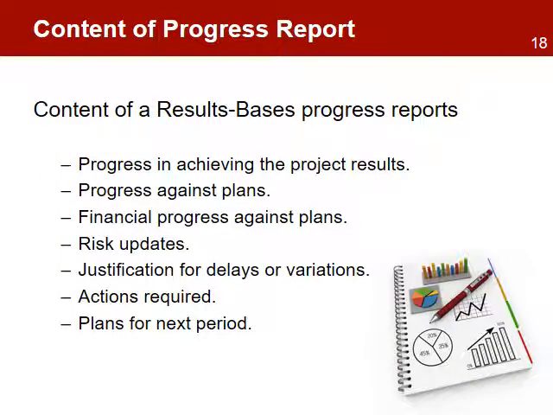Here's a list with the most common elements that a good progress report should contain. Progress in achieving the project results. Progress against plans. Financial progress against plans. Risk updates. Justification for delays or variations from what was planned. The actions required by management and other key stakeholders, and a section on plans for the next reporting period.